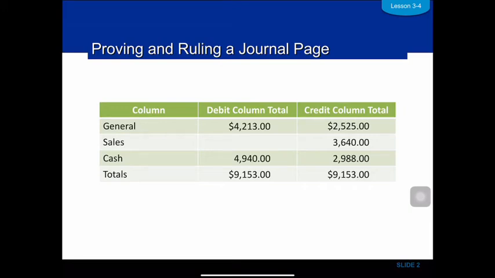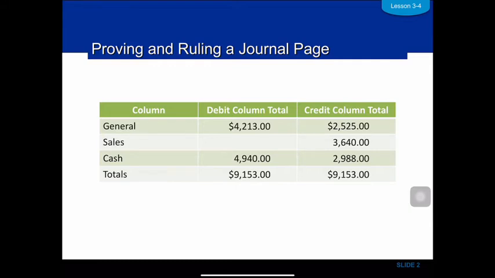Lesson 3-4 deals with proving and ruling journal pages. Sooner or later, you're going to get to the end of the page, and you may get there before the end of the month. So what you have to do is total it up. You have to prove that your debits equal your credits, and then you will transfer the numbers to the next page so that you can continue on with your month.